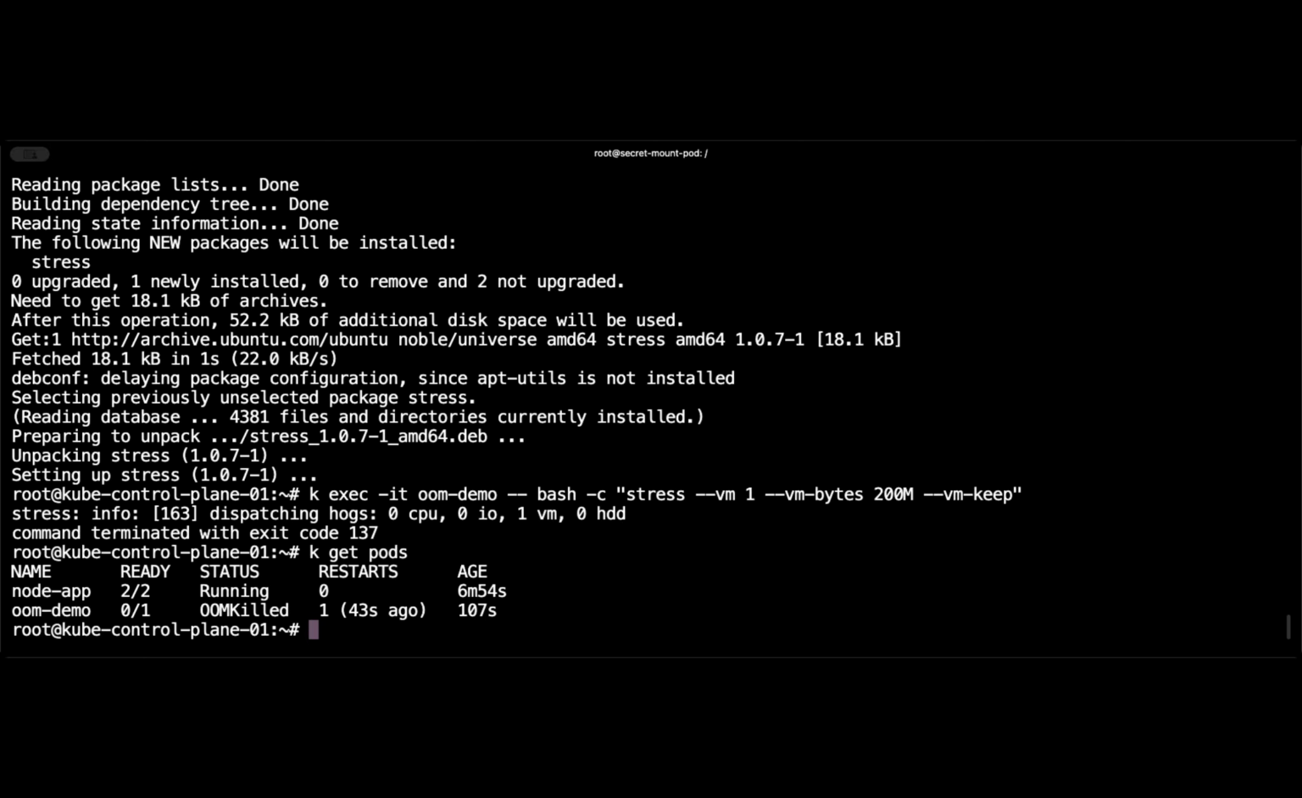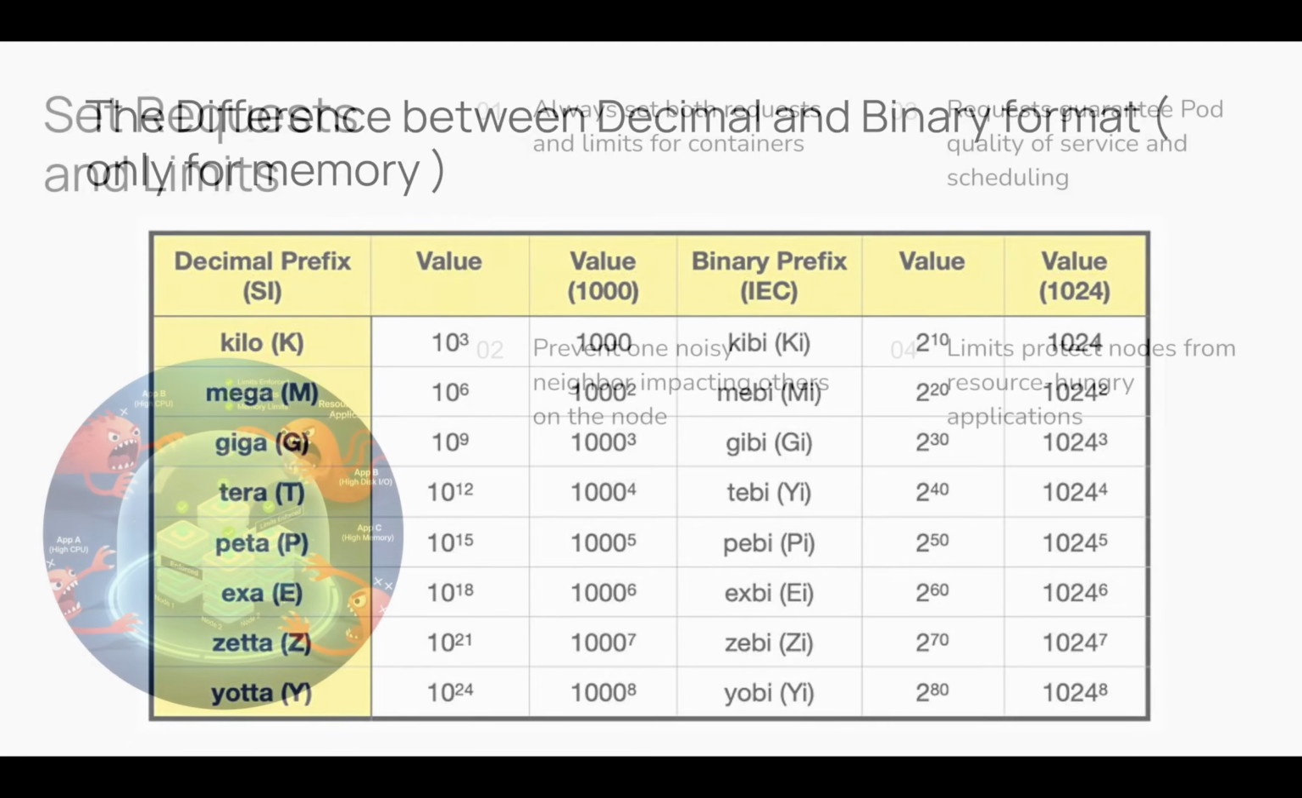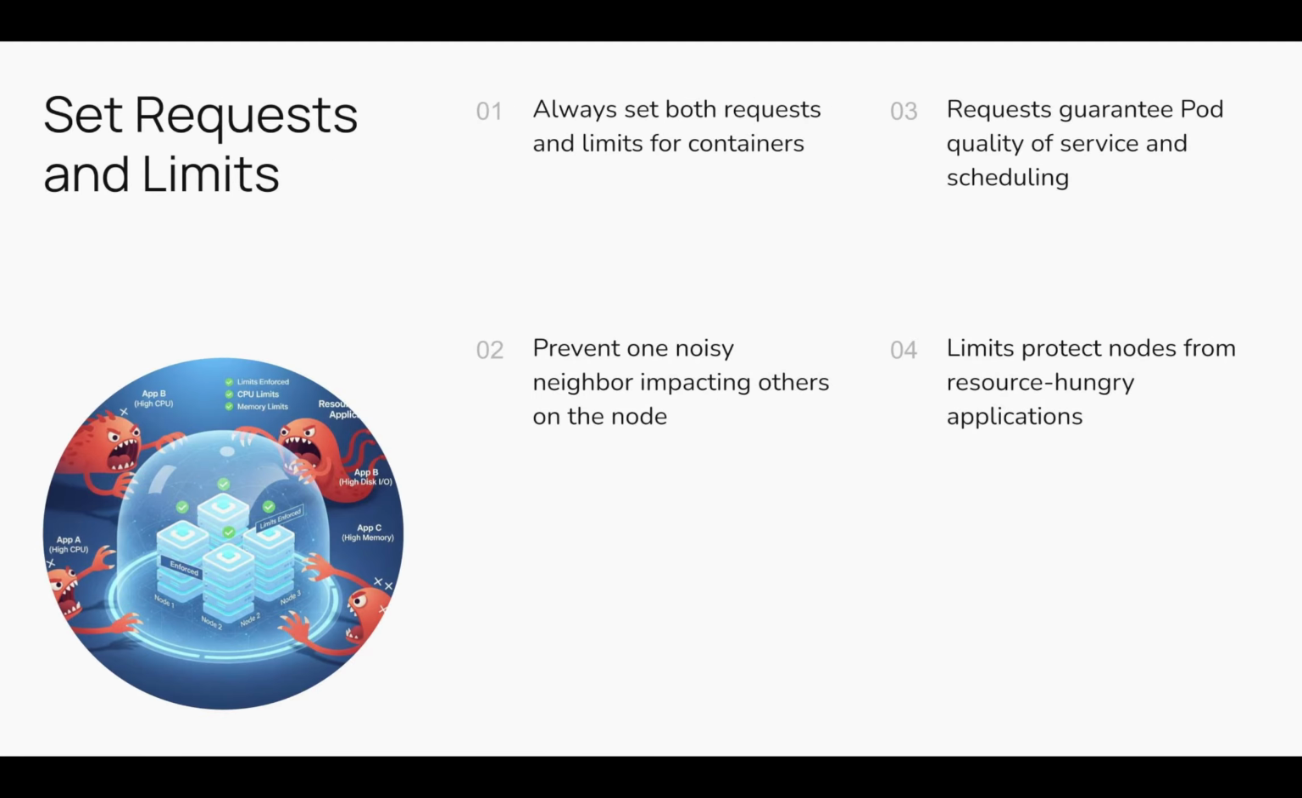Let's go back to the slides. Let's talk about the best practices. The best practice is setting both. The golden rule and the clear best practice is to always set both request and limit for every container in production. Request gives your pod guaranteed quality of service and ensures that it gets scheduled on a node that can support it. And limits protect the node from resource-hungry applications and prevent one noisy neighbor from impacting everyone else.